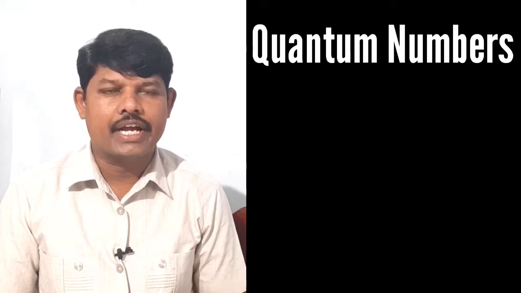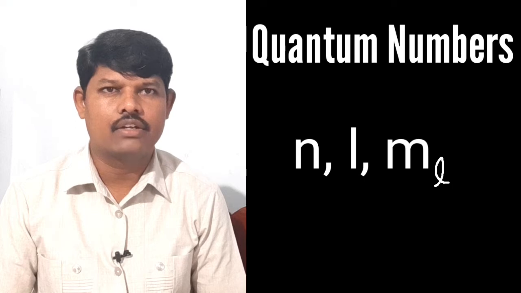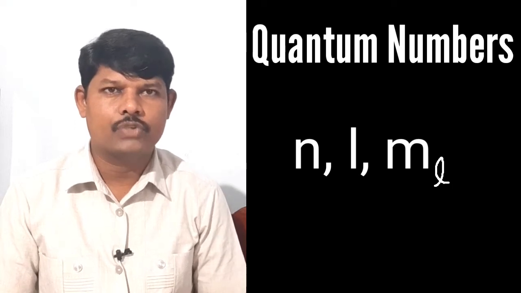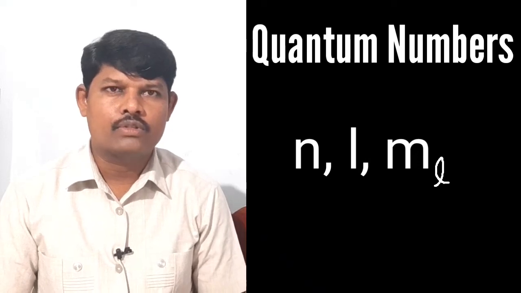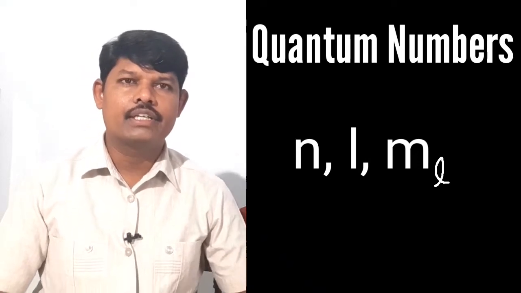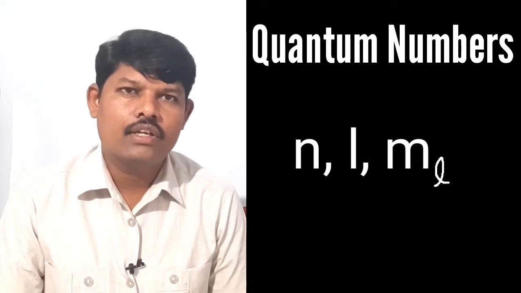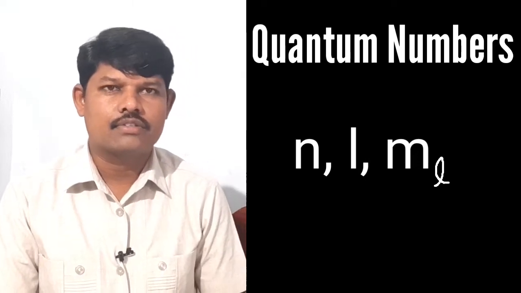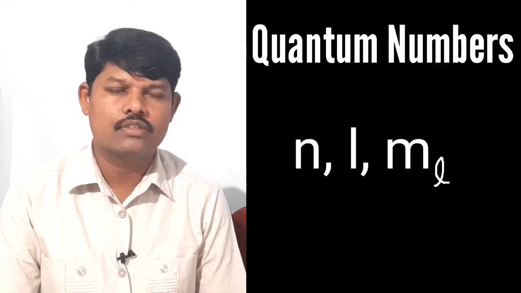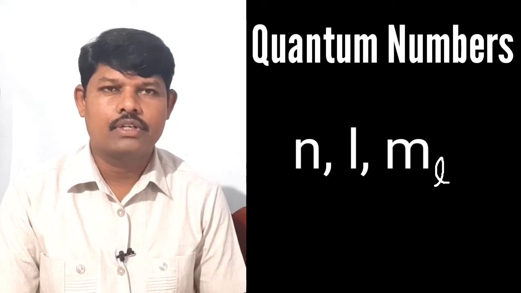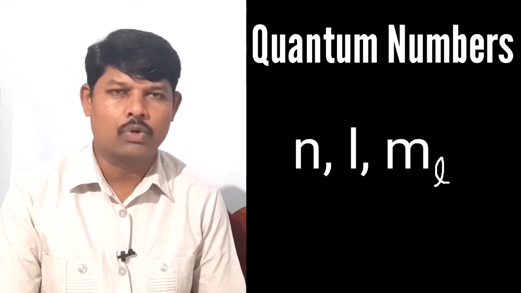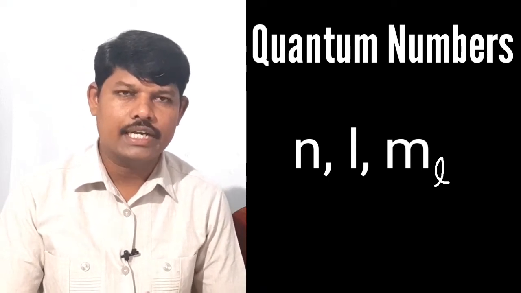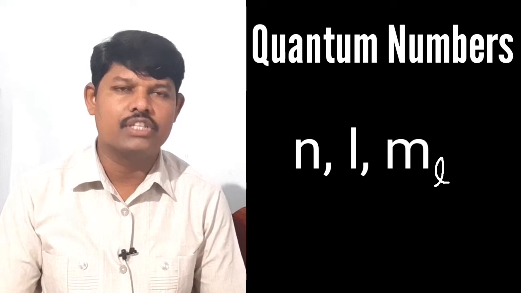Each electron in an atom is described by a set of 3 numbers n, l and ml. These numbers are called quantum numbers. Electrons are distributed in shells, so the position of the electron can be described by using these quantum numbers. What are these numbers? n, l and ml. What is n and what is l? What is ml? Let us discuss in this class in detail.